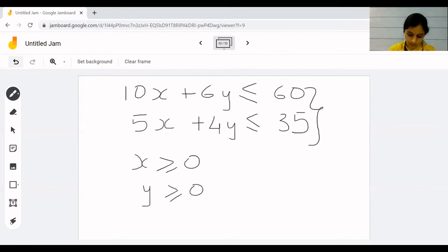Okay, so we have four equations here. First is your maximizing objective function, 30x plus 20y is equal to z. Okay, and subject to, or the constraints are, 10x plus 6y should be less than or equal to 60, 5x plus 4y should be less than or equal to 35, and x greater than or equal to 0, y greater than or equal to 0. Okay, that is question 1.